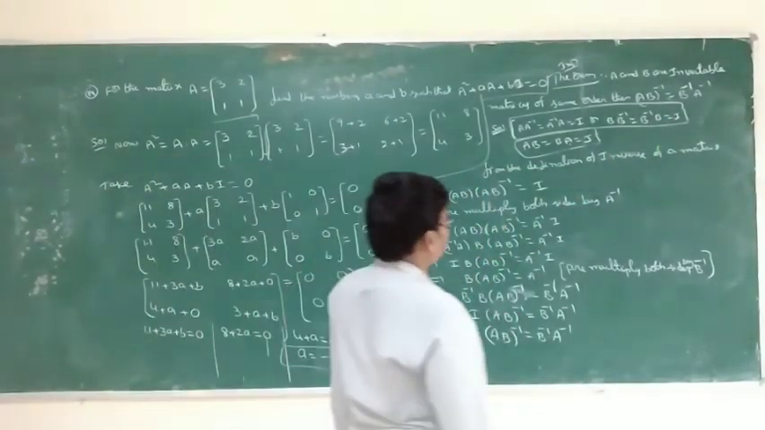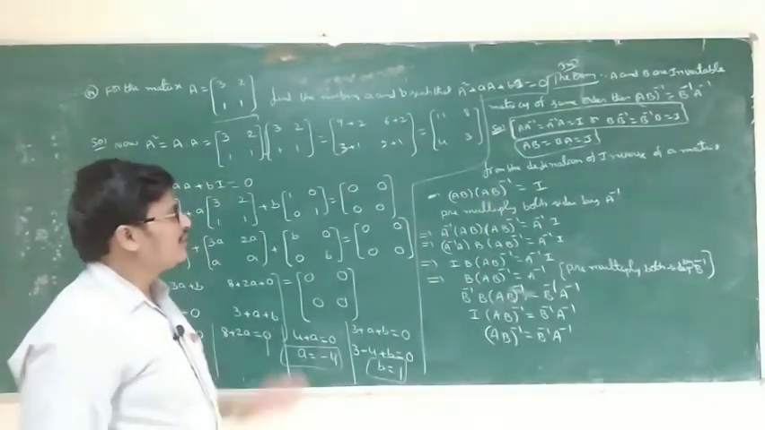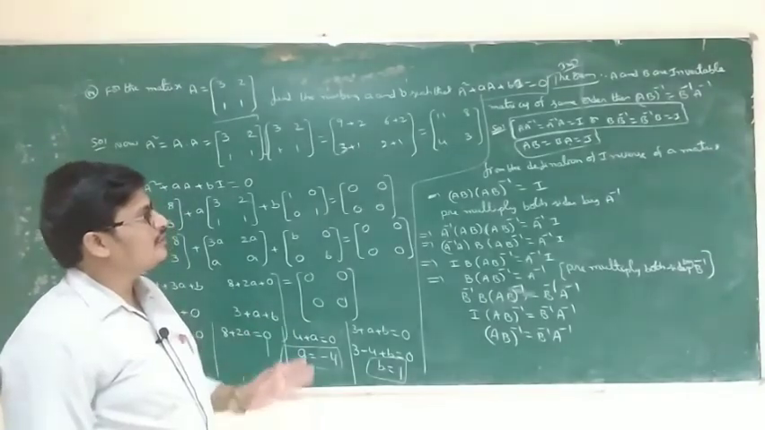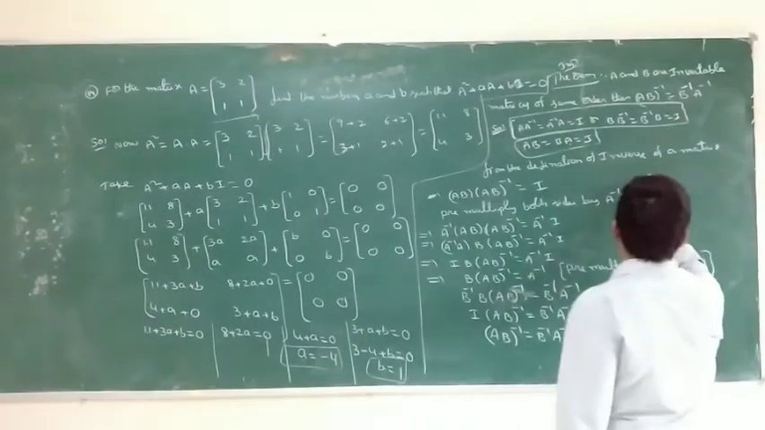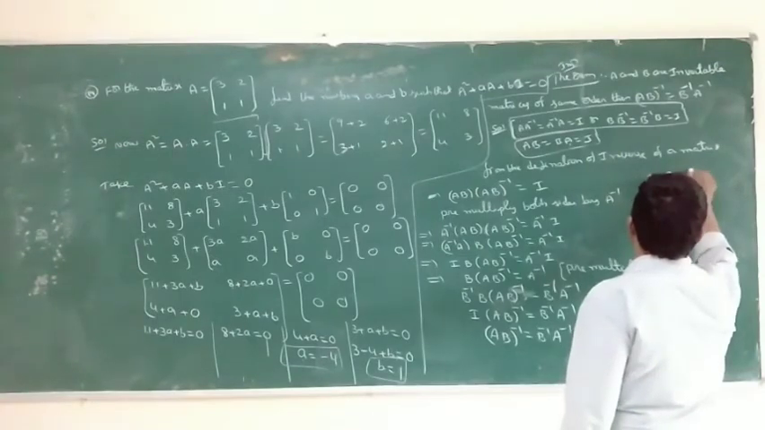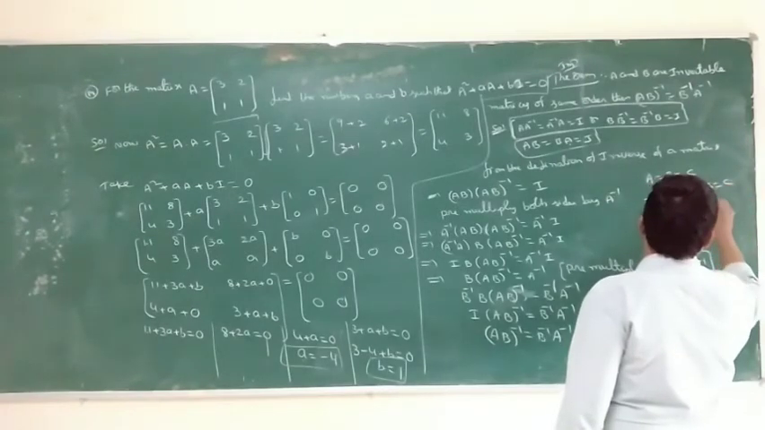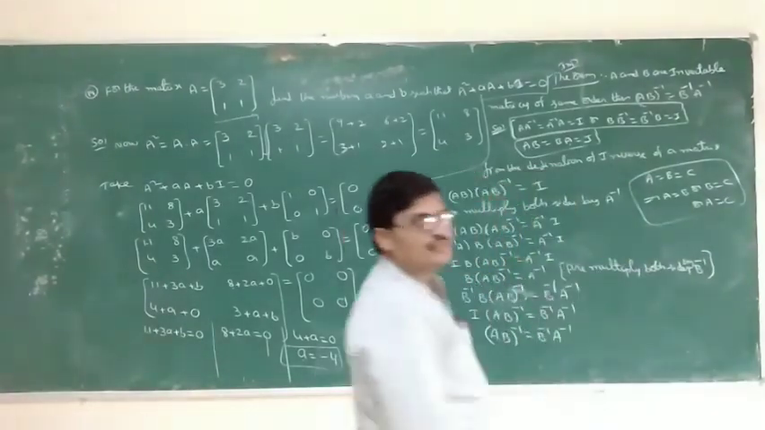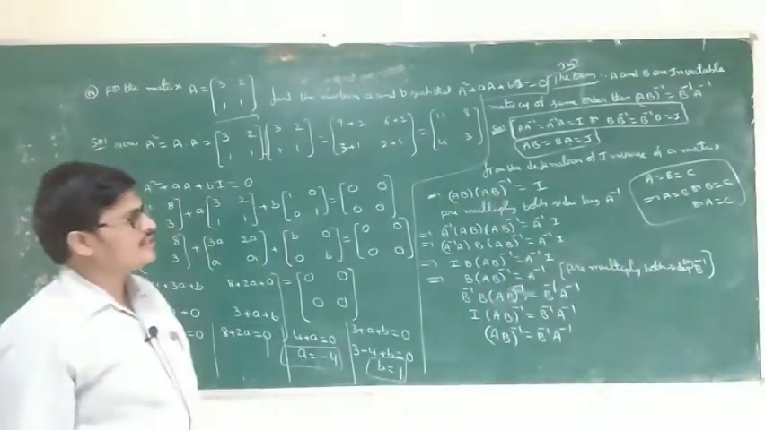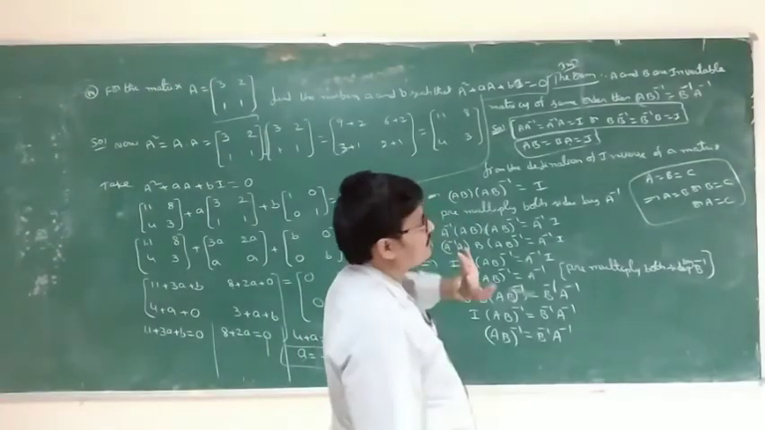So what is the definition of inverse? A into B equal to B into A equal to I. A is equal to B is equal to C means A is equal to B, or B is equal to C, or A is equal to C. So here AB is a matrix.